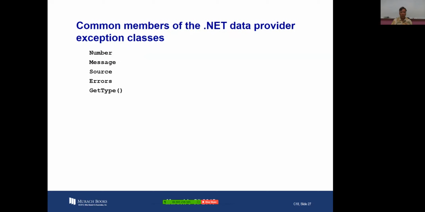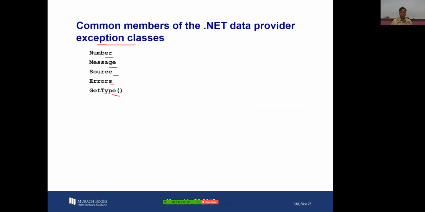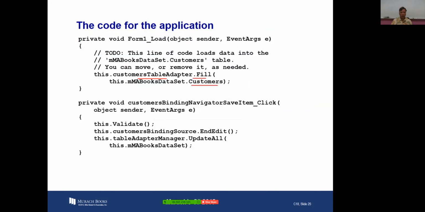Common members of the .NET Provider exception classes are these properties and a method here. The exception class has these properties and this method. And so the textbook talks about, okay, if you remember back, this is dataset customers, right? So back here, it just looks like this.